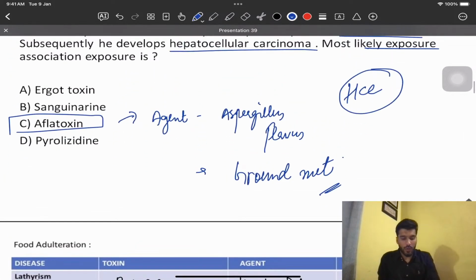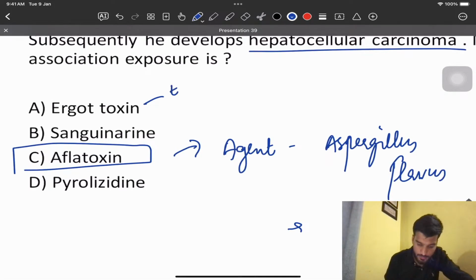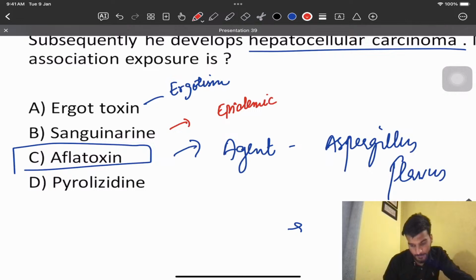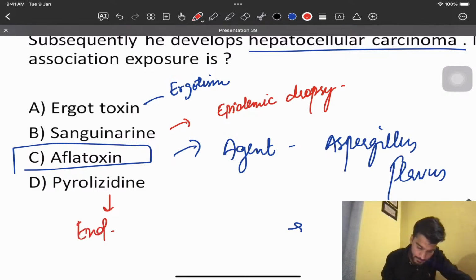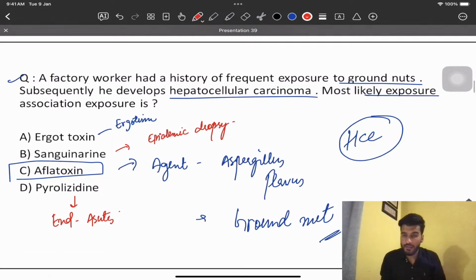Is that clear, guys? So if I talk about ergot toxin, that is associated with ergotism. If I talk about sanguinarine, that is associated with epidemic dropsy. If I talk about pyrrolizidine, that is endemic ascites. So it was all about food adulteration diseases. Is that clear? So let's move to the next question, guys.